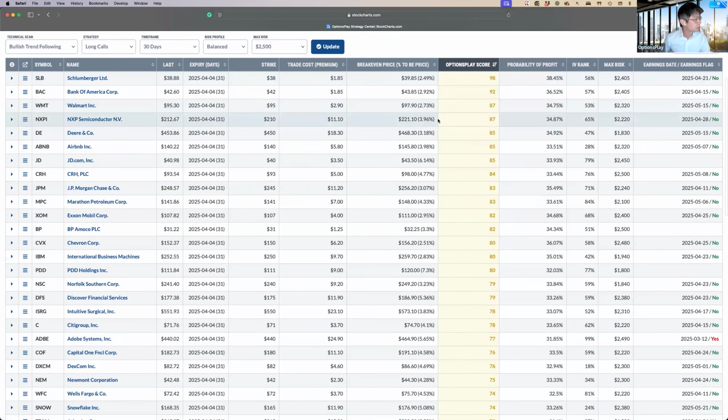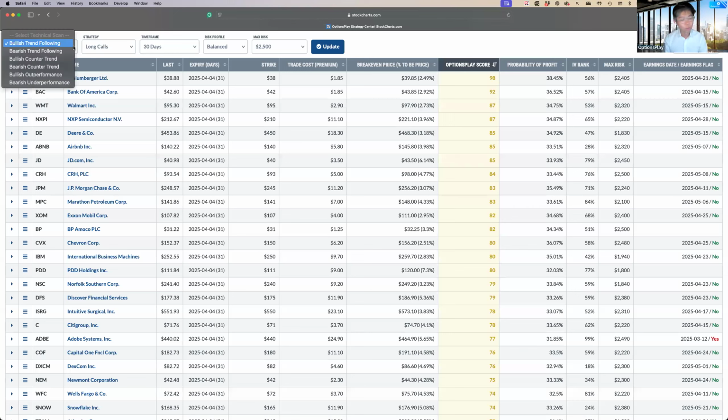So what you do is you start on the very upper right-hand corner, and the first thing you want to select is a specific technical scan. Now, we have 6 pre-built scans for you, and we limited it to 6 because we felt that for most traders, these 6 should be more than enough in terms of helping you find ideas in the market. There's 3 bullish ones and 3 bearish ones. So it's easy to remember.